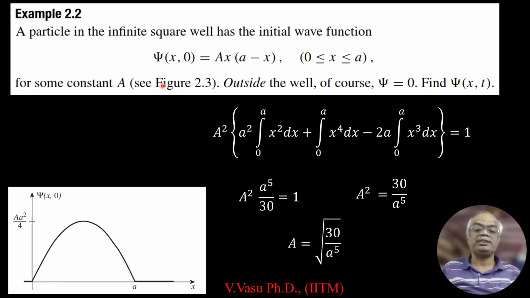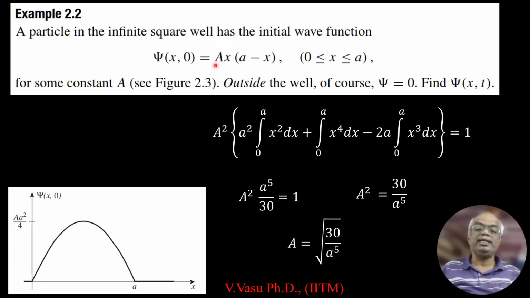For some constant A, as shown in the figure, this is the initial wave function. Outside the well, naturally psi is equal to 0. Then our task is to find the time dependent wave function, that is psi of x and t.